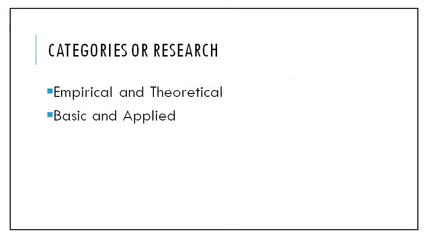Categories of research. So, classification of research can be done in various ways. There are a number of classifications and a number of terms which are used to categorize research. So basically it can be classified into these: empirical and theoretical research, basic and applied research, under which a number of other categories may be included.